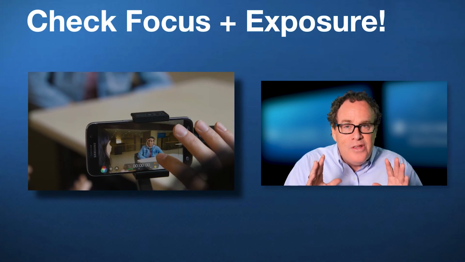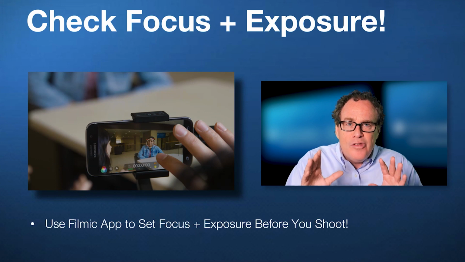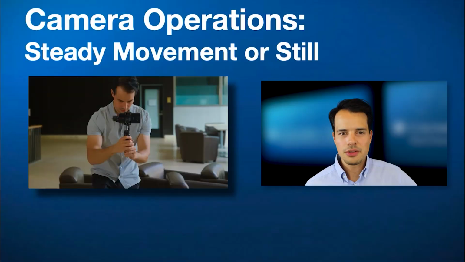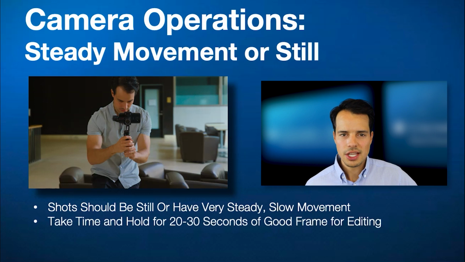It's important to always check your exposure. Use the Filmic app to adjust levels before you start shooting. Another thing to be thinking about is camera operation. Are you keeping the shot still, or are you moving the camera a bit? If you're moving the camera, make sure that you're using very slow, steady movements. And when you're taking shots, it's okay to hold on the action for a while. This will give you more options when it comes to editing.